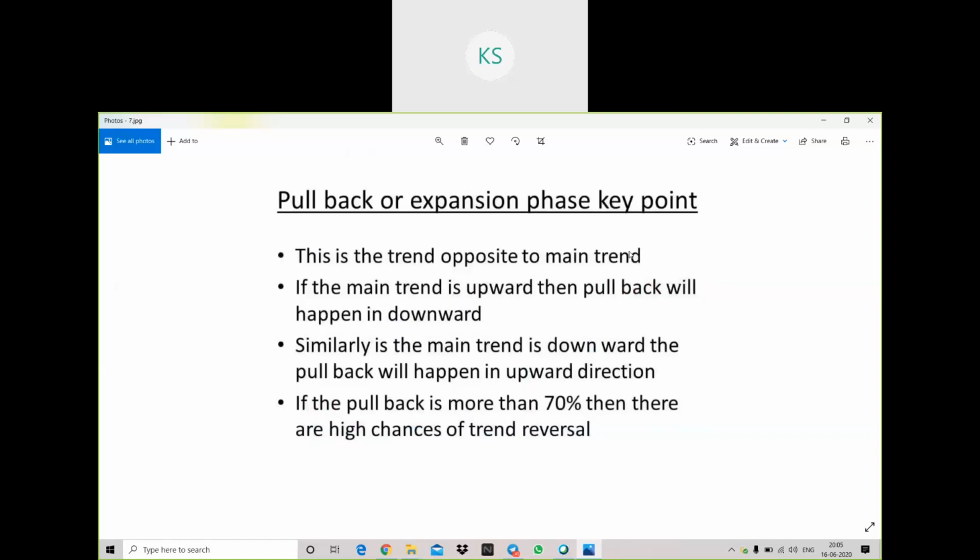Okay, so the consolidation part is clear, I hope. We'll go to pullback. If you have any doubt you can ask me if you have not understood the basic concept. If you have understood you can say yes. Okay, fine. So now we'll move to pullback. We have completed the trend phase, after that consolidation, and then we have pullback now. Okay, so pullback, or we can also call it expansion.